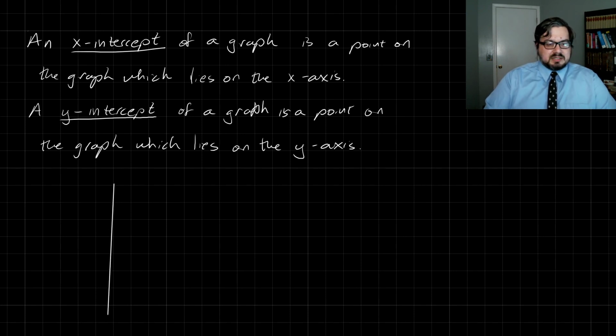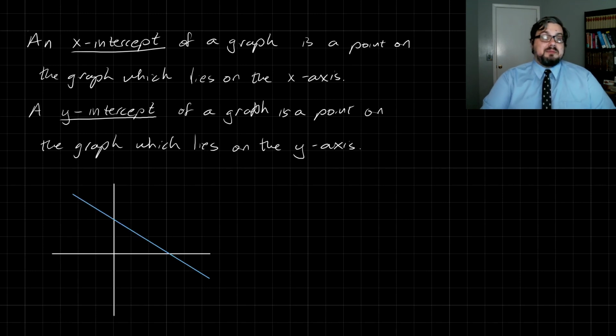So just sketching out a sort of arbitrary cartoon graph. If, let's say I have some linear equation whose graph looks like this. Well, then I can find the places on the graph where the graph intersects the x-axis or the y-axis. So this point right here is going to be the x-intercept.